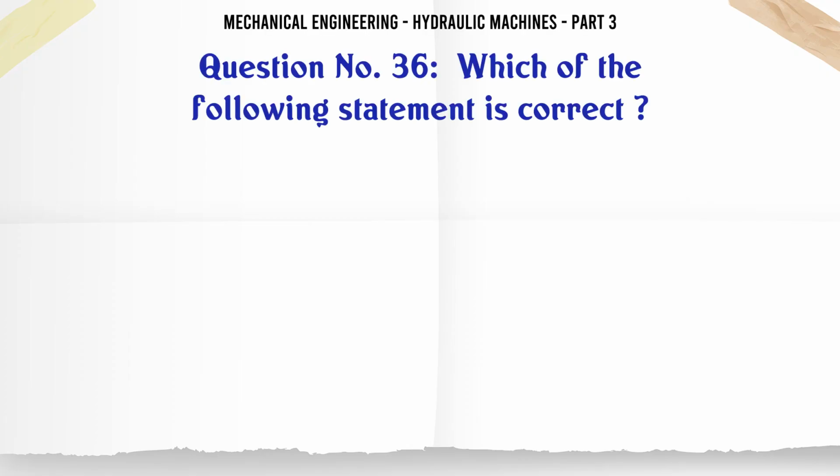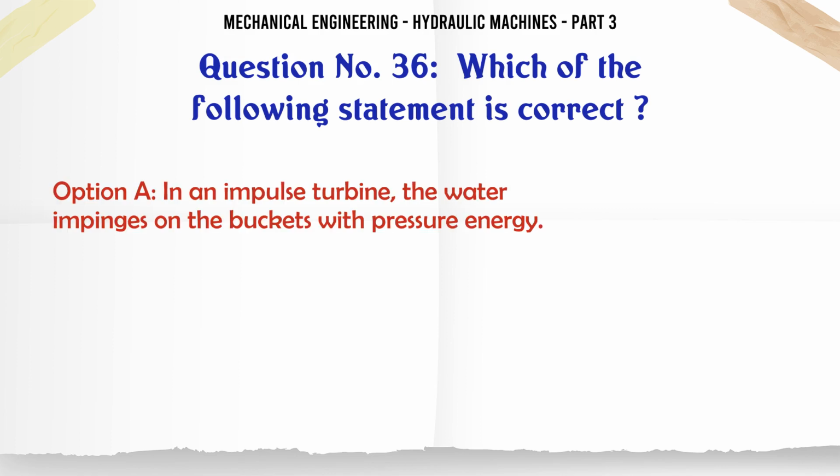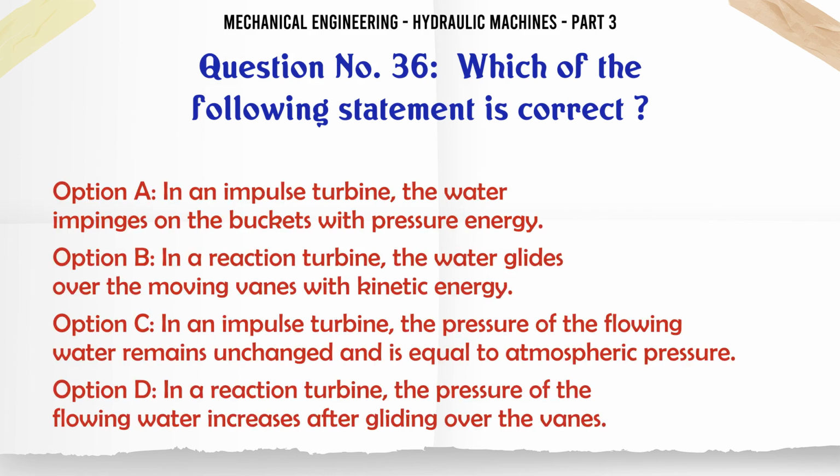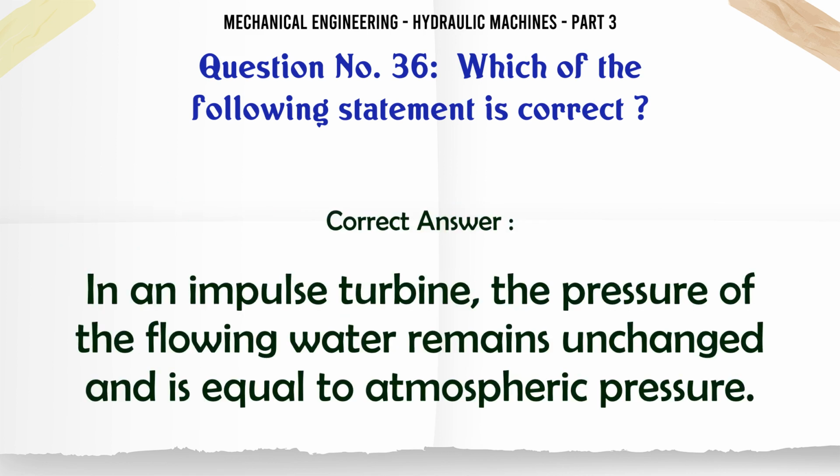Which of the following statement is correct? A. In an impulse turbine the water impinges on the buckets with pressure energy. B. In a reaction turbine the water glides over the moving vanes with kinetic energy. C. In an impulse turbine the pressure of the flowing water remains unchanged and is equal to atmospheric pressure. D. In a reaction turbine the pressure of the flowing water increases after gliding over the vanes. The correct answer is in an impulse turbine the pressure of the flowing water remains unchanged and is equal to atmospheric pressure.